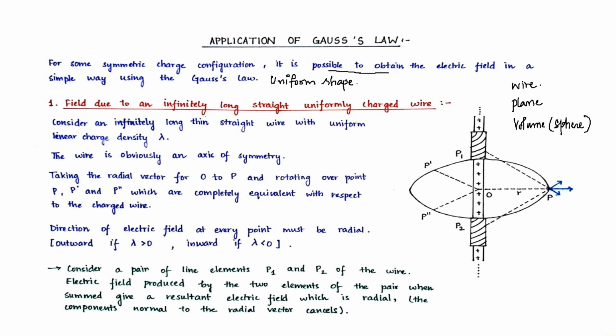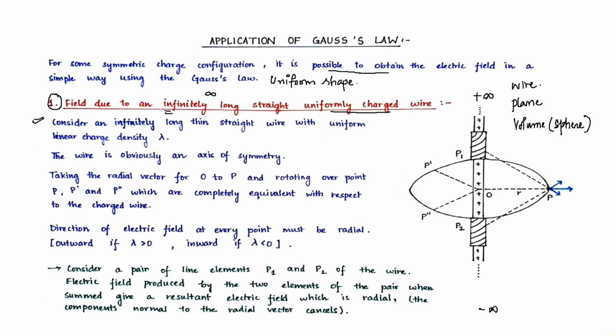Now we'll go to the first one: field due to an infinitely long, straight, uniformly charged wire. This wire is uniformly charged. Throughout the wire, charge distribution is uniform, and this wire is infinitely long. This is going up to infinity, minus infinity, plus infinity. So we will see the case when we have an infinitely long, straight, uniformly charged wire.